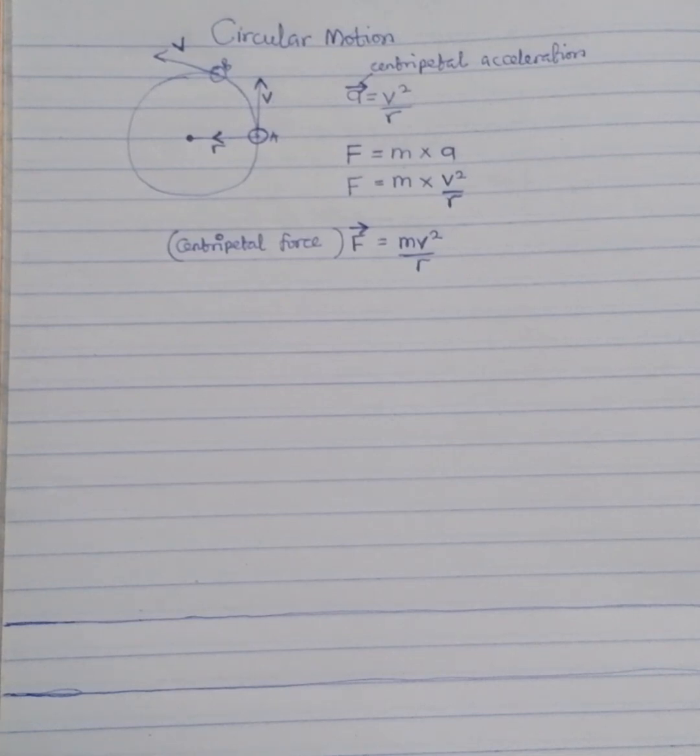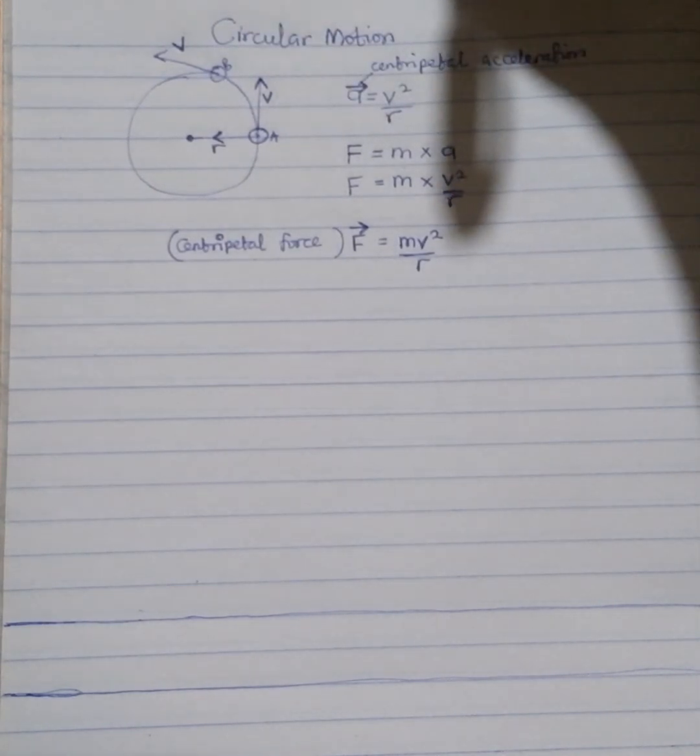And this is the reason why, when the tire of a car steps into mud, the mud will fly away from the tire as the car is moving and the tire is rotating. The mud will fly away in a direction that is tangential to the circular path.